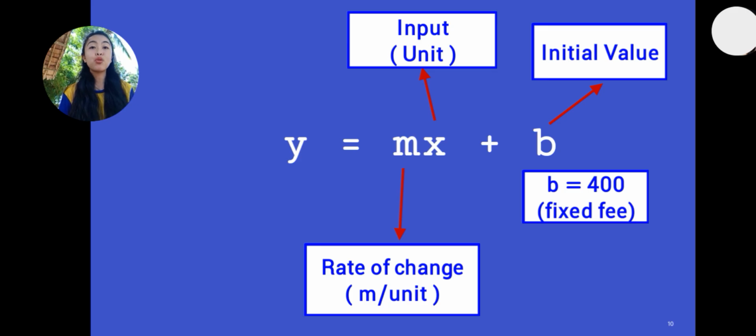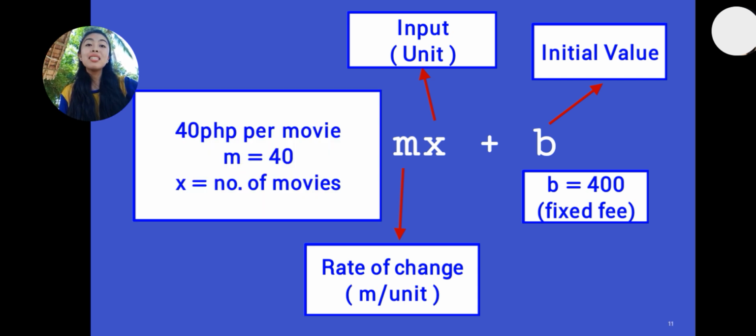Next, we have m and x, wherein m is the rate of change and x is the input. In worded problems, they usually go together and are represented by m per unit, wherein m is the rate of change and the unit used is the x. For instance, we have 40 pesos per movie. Your m here is 40 and x here is the unit, or the movie is the unit here. So whatever number it is will be your input for x. x can be any value.